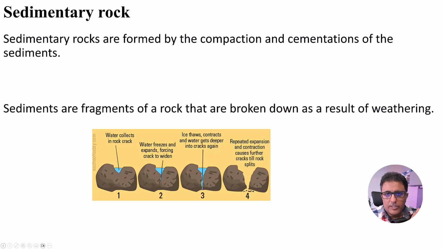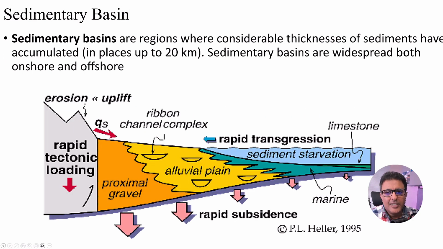Another category of rocks is sedimentary rocks, which are formed through compaction and cementation of sediments. And sediments are those fragments of rocks that are generated due to weathering. So one of the most important terminologies that we use in oil and gas exploration is sedimentary basin. And a sedimentary basin is a place in which there is a lot of sediment.